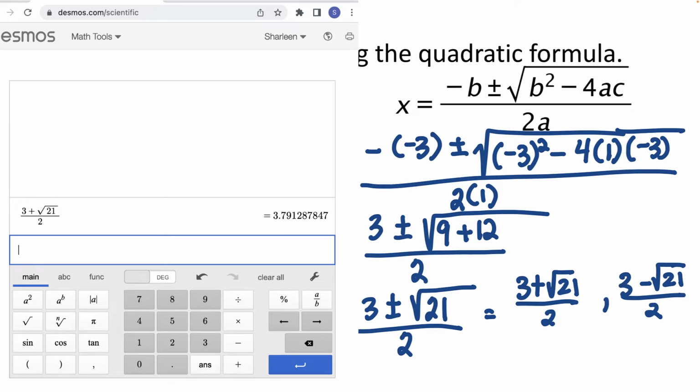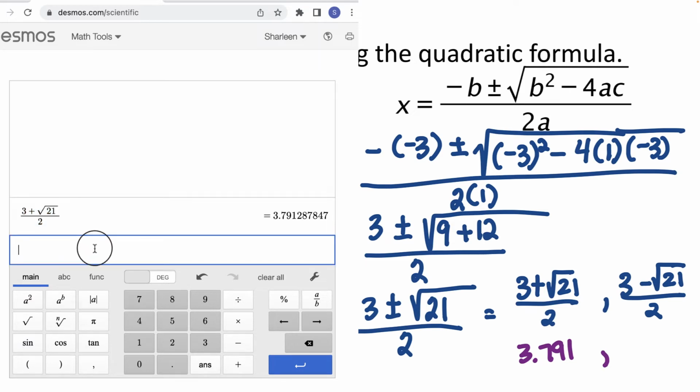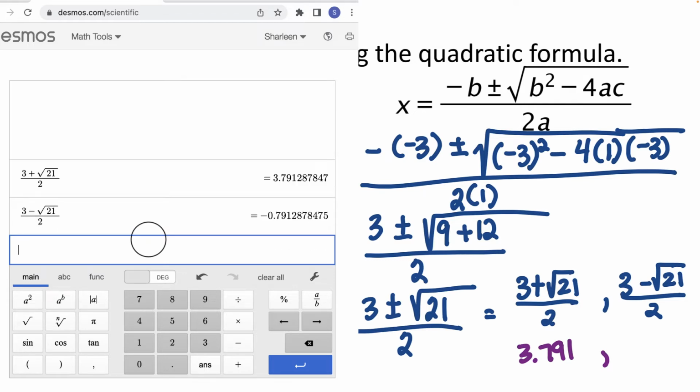So my first answer in approximate form would be 3.791, rounding to 3 decimal places. Now, if I want to find the second approximate value, I can actually just use the commands to copy, either Control or Command C, and paste, either Control or Command V. Edit the sign from 3 plus the square root of 21. Let's make that 3 minus the square root of 21 and press enter. My second answer in approximate form, rounding to 3 decimal places, would be negative 0.791.